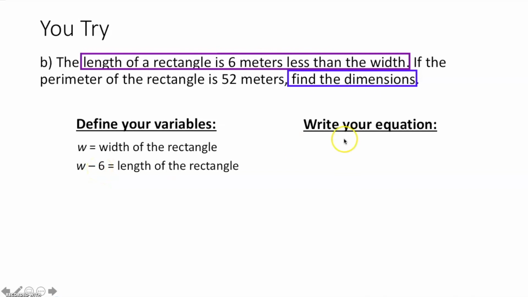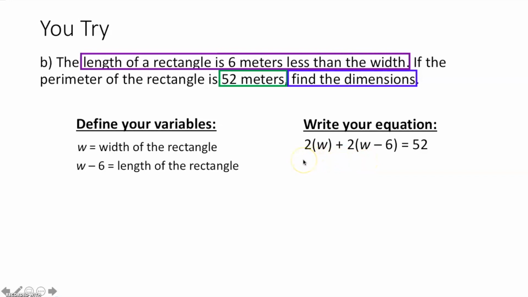Now that we've done that, we need to write our equation. Is there a total here? Yes, 52 meters. So what we're going to do is set our equation equal to 52 meters. But what's our equation? It says if the perimeter of the rectangle is 52 meters. So perimeter. What's the perimeter of a rectangle formula? That's 2 times the width plus 2 times the length. So we're going to do that. 2 times the width plus 2 times the length is equal to our perimeter. Now we have our equation. Sweet. So we can solve for W.